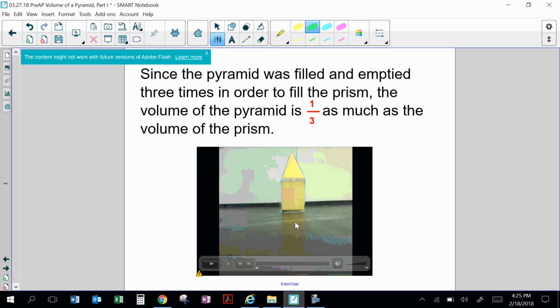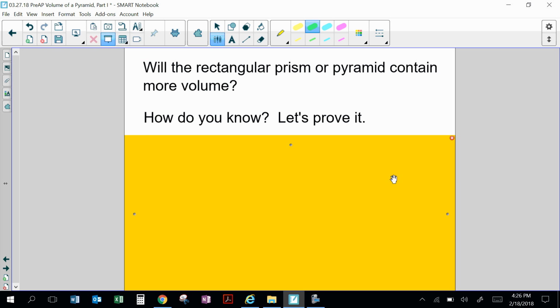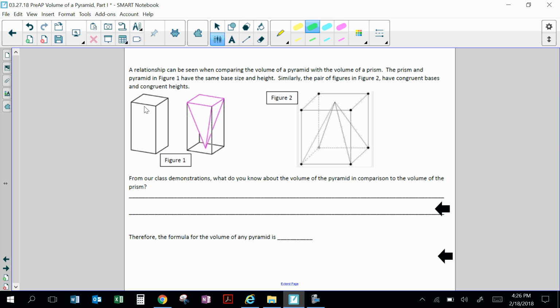So, what was the point of that video? Well, first of all, we have a rectangular prism right here, and then we have a pyramid up here. As you can tell, they both have the same base area and the same height, but a prism holds like 3 pyramids full of water. So each pyramid is like a third of a prism. So from that demonstration, what do you know about the volume of the pyramid in comparison to the volume of the prism?